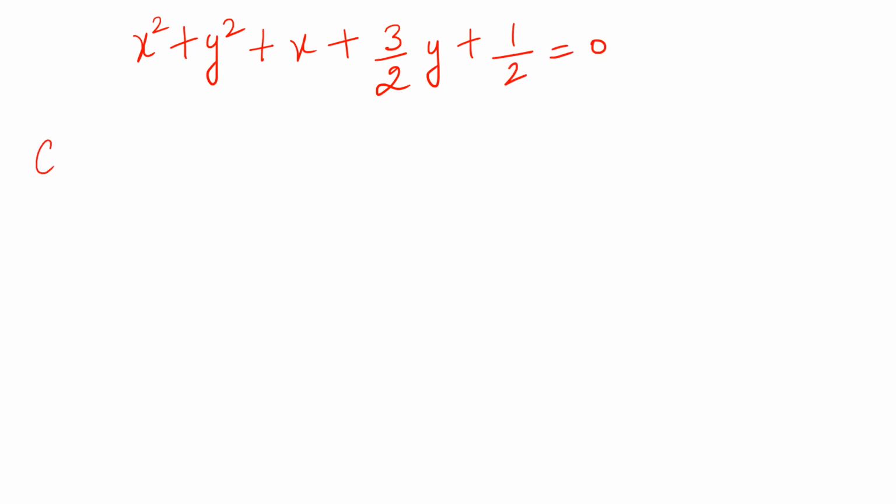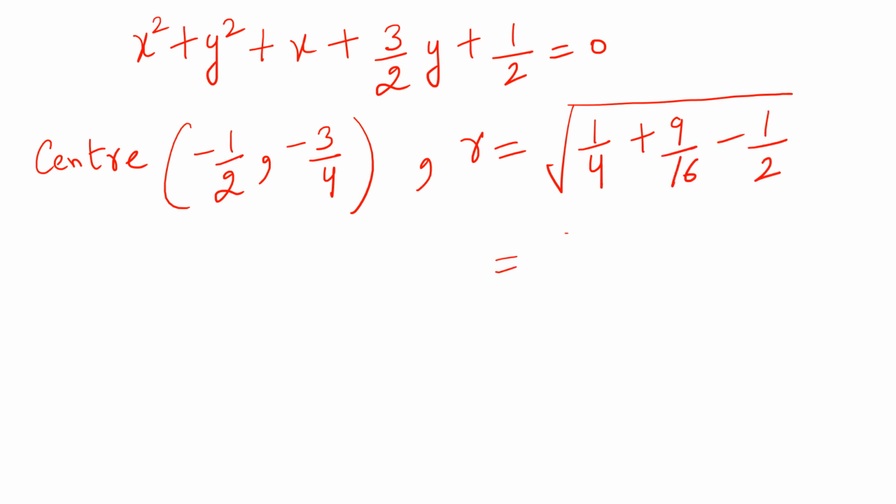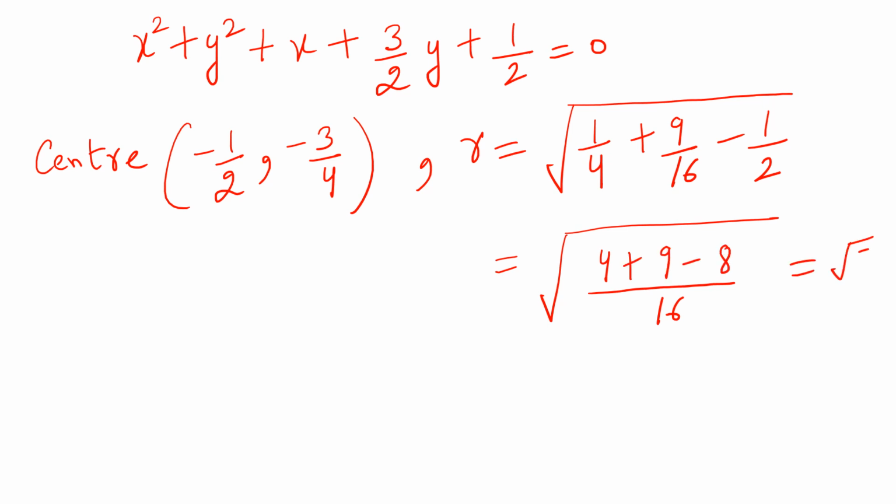Now use the formula to find the center and radius of circle. So the coordinates of center are minus 1 upon 2, comma minus 3 upon 4, and the radius of this circle becomes equal to square root of 1 upon 4 plus 9 upon 16 minus 1 upon 2. This is equal to square root of, in the denominator we have 16 and in the numerator it is 4 plus 9 minus 8. And this becomes equal to square root of 5 divided by 4.